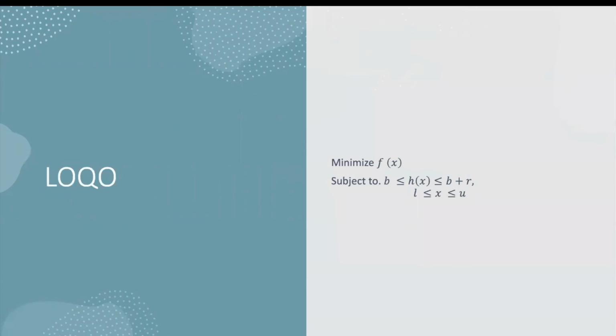Robert Van der Beek developed a software known as Loco, which implements an interior point algorithm for nonlinear programming. The basic family of problems that the software solves are given as minimize f of x subject to some function h of x bounded by b and b plus r, and x bounded by some lower bound and upper bound. The software assumes that the functions f of x and h of x must be twice differentiable, but not necessarily convex or concave.